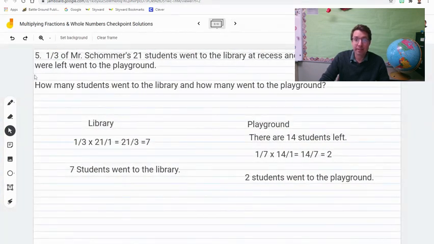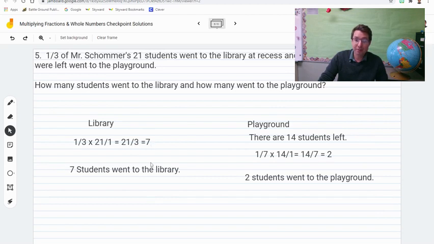And last but not least, 1/3 of Mr. Schomer's 21 students went to the library at recess, and 1/7 of those that were left went to the playground. So we have to start with library. So 1/3 of 21 is 1/3 times 21 ones, 21 students. So 1 times 21 is 21. 3 times 1 is 3. 21 thirds is 7, so 21 divided by 3 is 7.